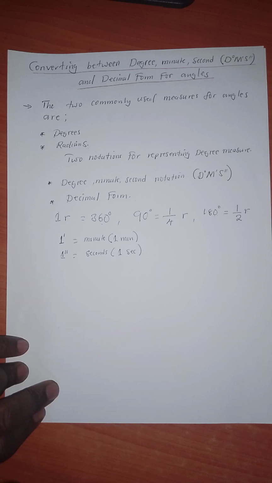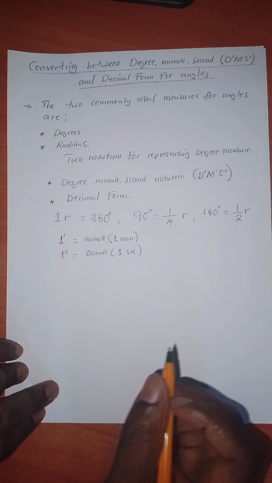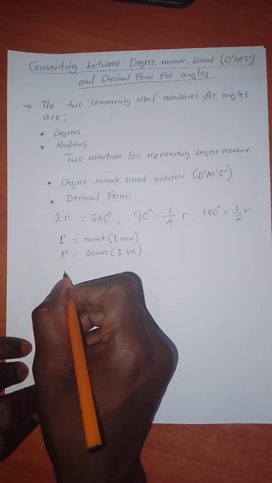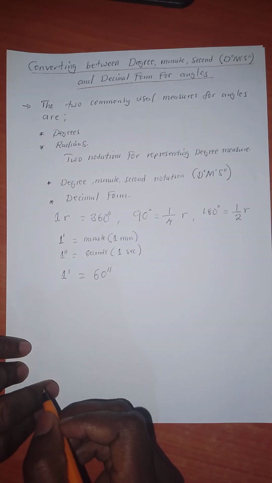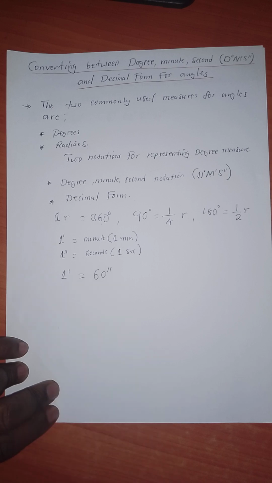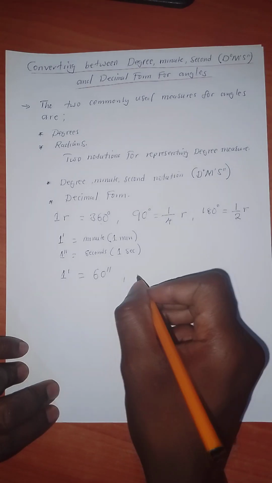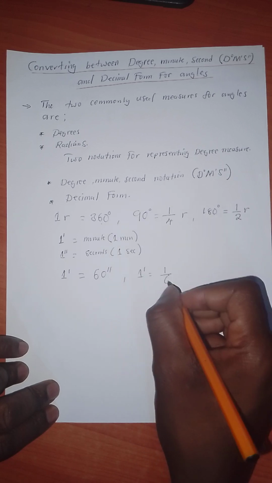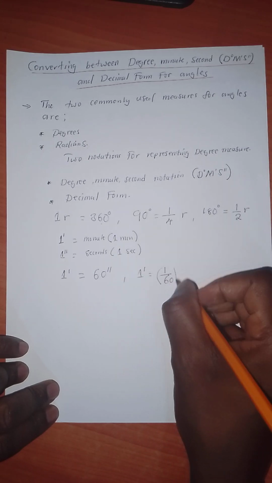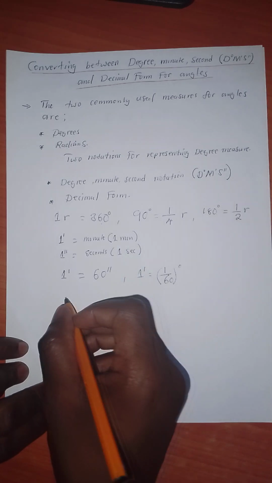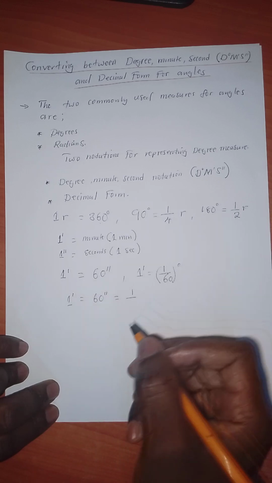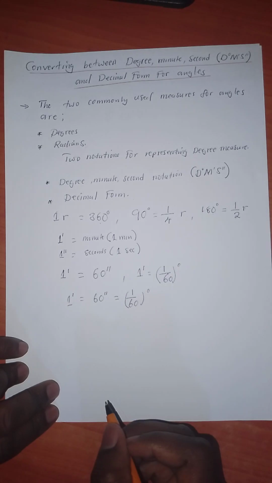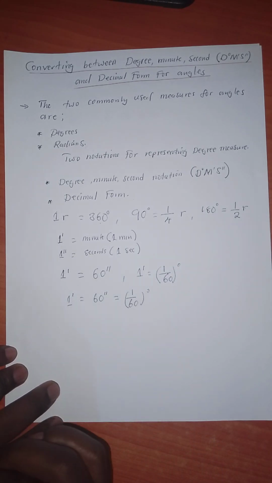We are all familiar with time notation, and we know that 1 minute is equal to 60 seconds. But the other thing we need to know is that the same 1 minute is equal to 1 over 60 degrees. So we have a minute, which is equal to 60 seconds, which is also equal to 1 over 60 degrees.